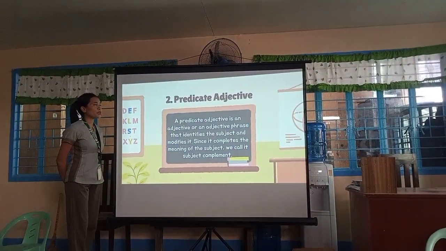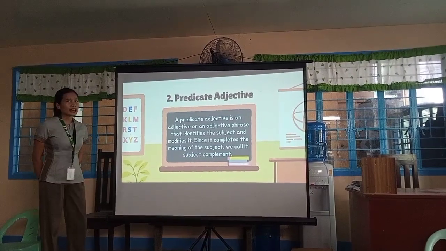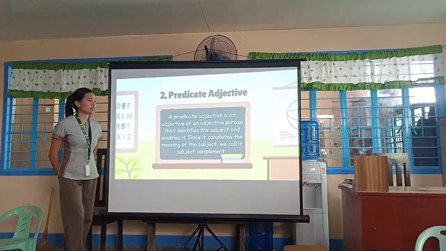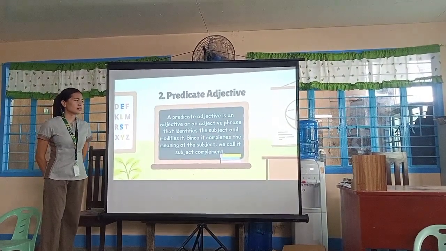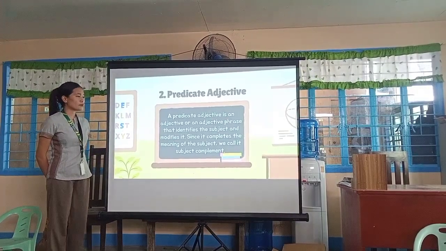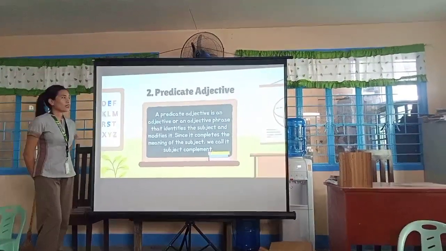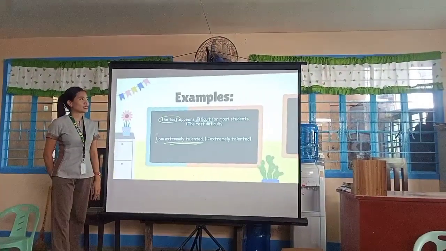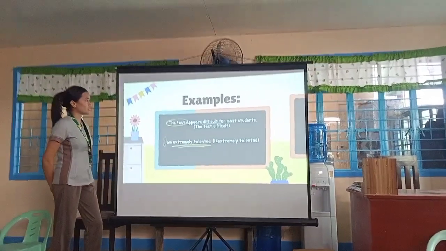The next type of subject complement is predicate adjective. A predicate adjective is an adjective or an adjective phrase that identifies the subject and modifies it. Since it completes the meaning of the subject, we call it a subject complement. Let us now proceed to the examples of predicate adjective. So, here is the example of predicate adjective.